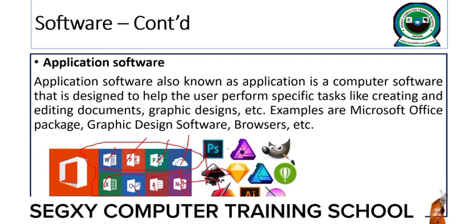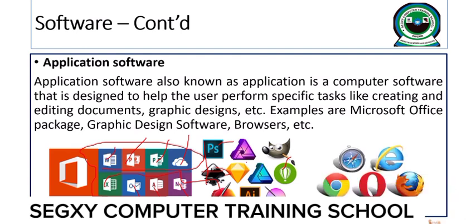Then you have graphic software as well, Adobe Photoshop, CorelDRAW, and some other software. These are all for graphics. Each of them individually is an application software. Then you have browsers. These are all application software. So any software that is designed to help you perform a specific task is an application software.